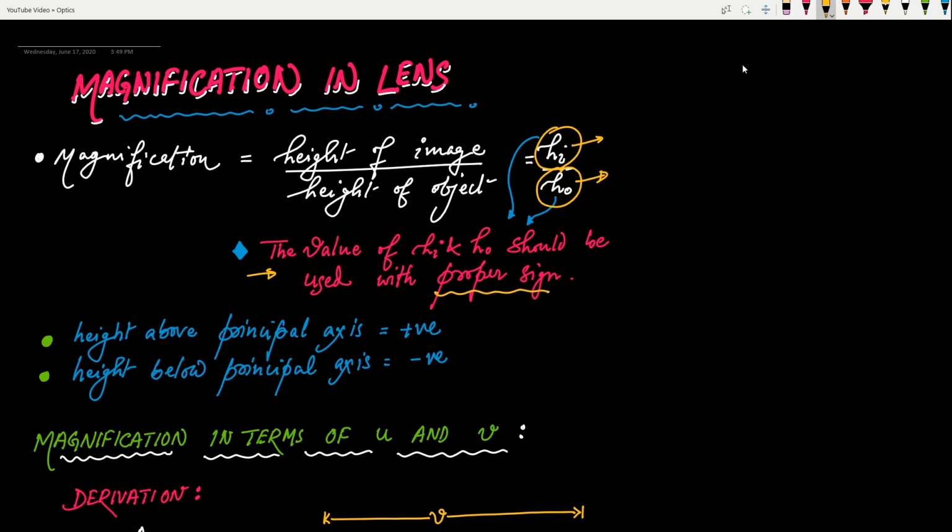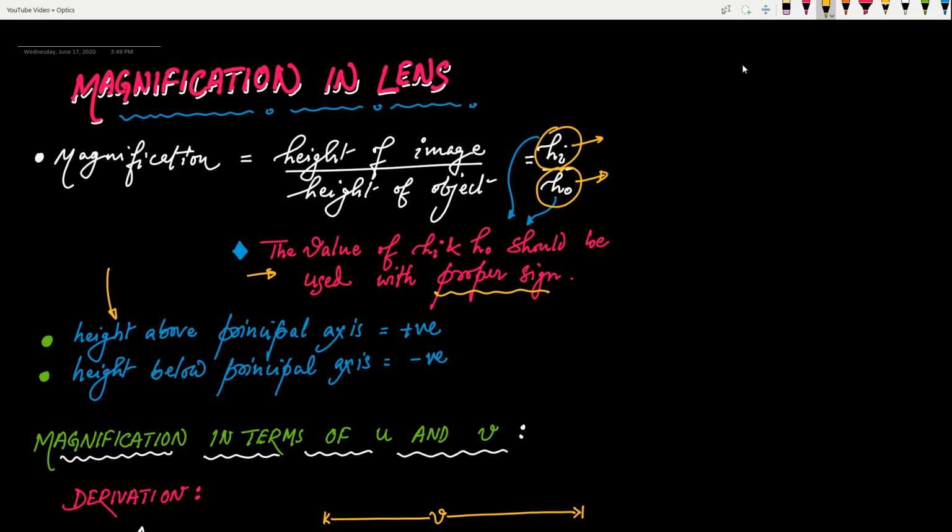Don't be in a hurry and just put the magnitude of hi and ho. You'll get wrong answer because you know that positive and negative magnification denote absolutely different things. So if you just miss out the sign convention, then you'll get a totally different result, even though your magnitude may be correct. So sign is very important when it comes to the formula for magnification. And I've already explained the sign convention related to height.